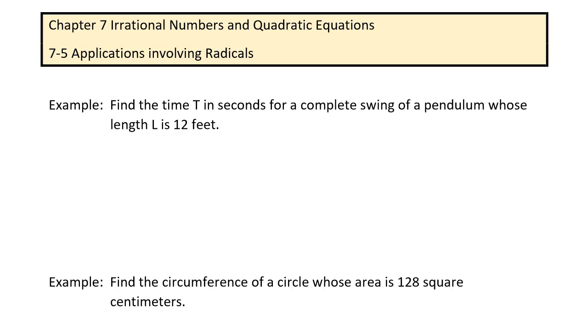This video is for section 7-5, applications involving radicals. Let's work a few examples together. Find the time t in seconds for a complete swing of a pendulum whose length L is 12 feet.